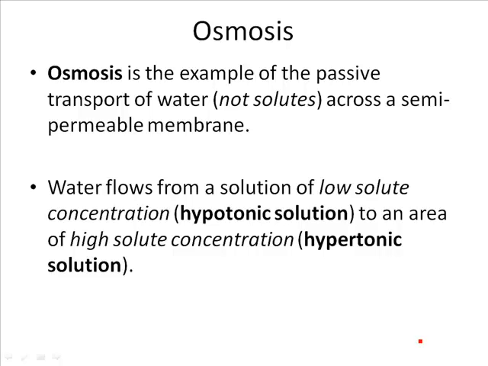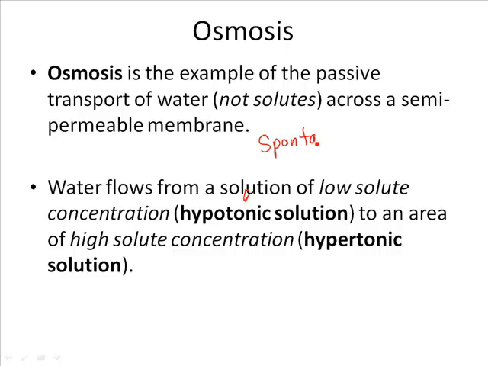Now, when we talk about transport, we tend to focus on the solutes and how solutes like glucose and proteins and ions can travel into and out of a cell. But I want to talk about a specific type of transport called osmosis. Osmosis is diffusion, so it is spontaneous in nature.